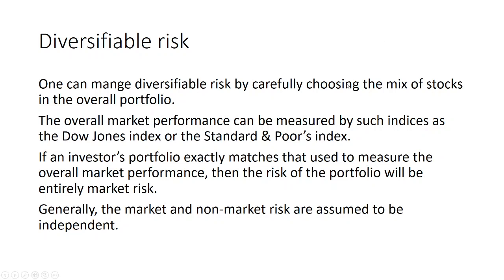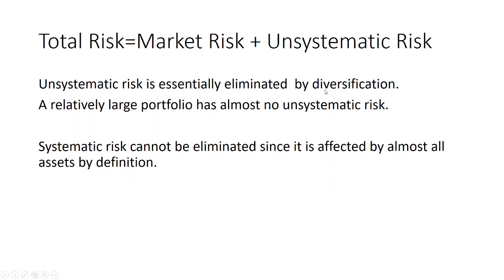Generally, the market and non-market risk are assumed to be independent. So, in general, maybe at a baby step, the total risk is the market risk plus the unsystematic risk. Market risk is what everybody's in the same boat, and whatever that risk is, we're all in the same boat. Unsystematic risk is, hey, I'm in this certain sector, and so if something bad happens in sector B, then I might be in trouble. If something happens, I might be in better shape.